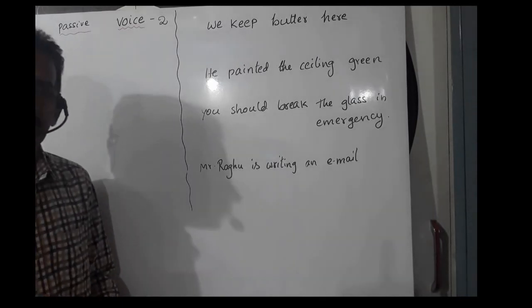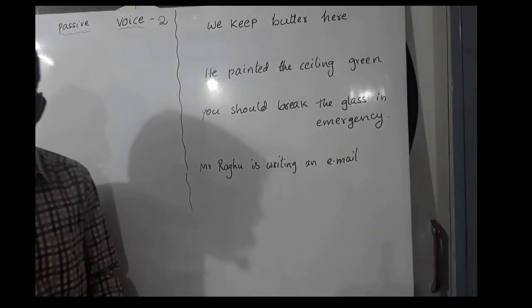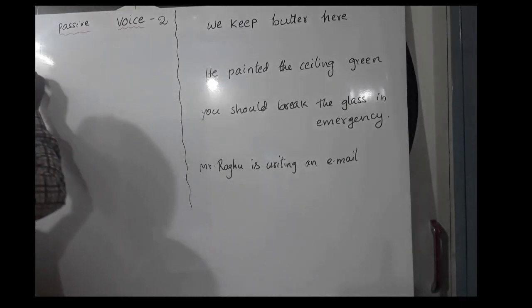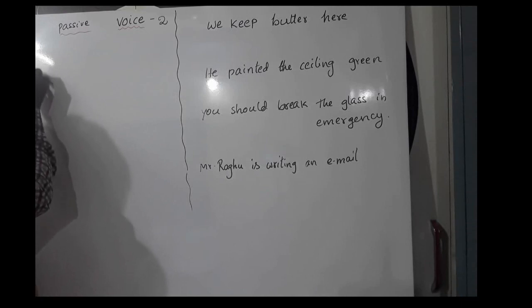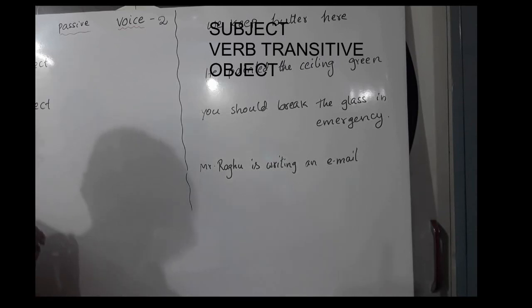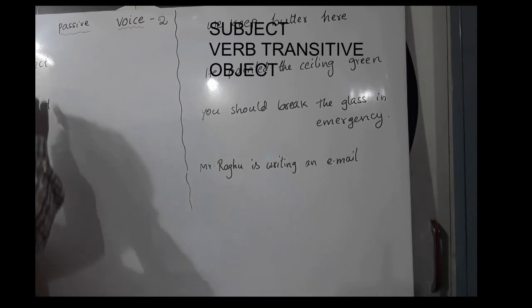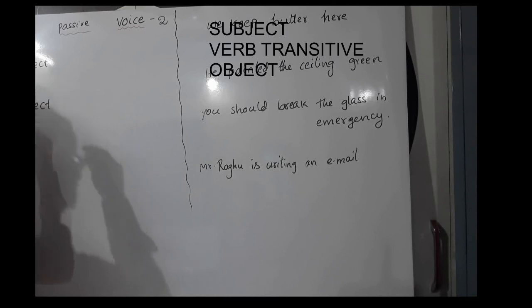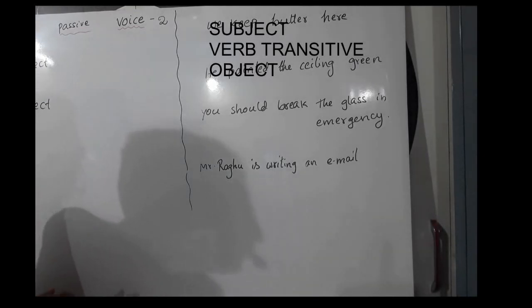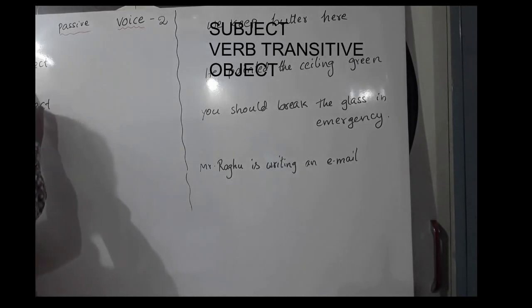For example, to understand active voice, a student must understand what is subject, what is verb transitive, and what is object. If you understand these three components, such as subject, verb transitive and object, then we can understand passive voice very easily. So a sentence must contain subject, verb transitive, object.